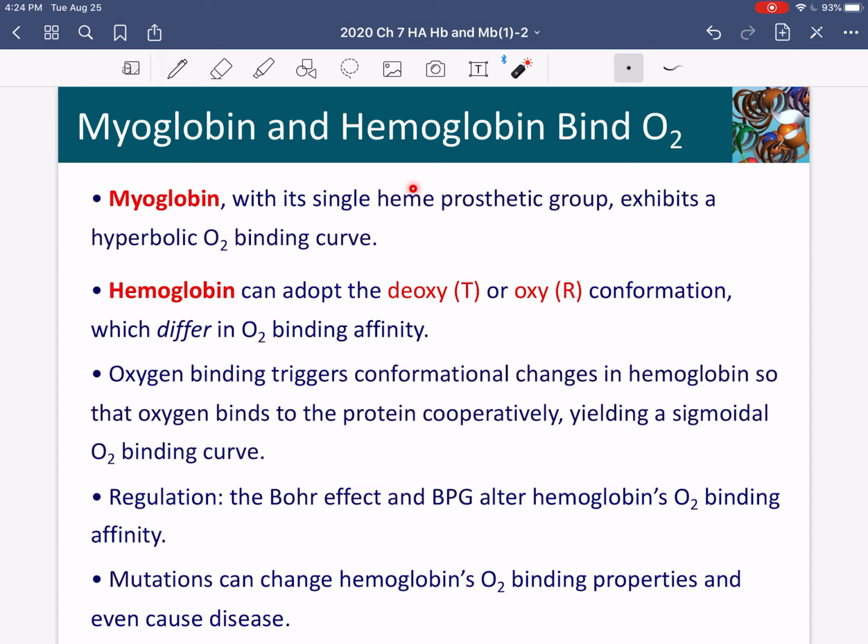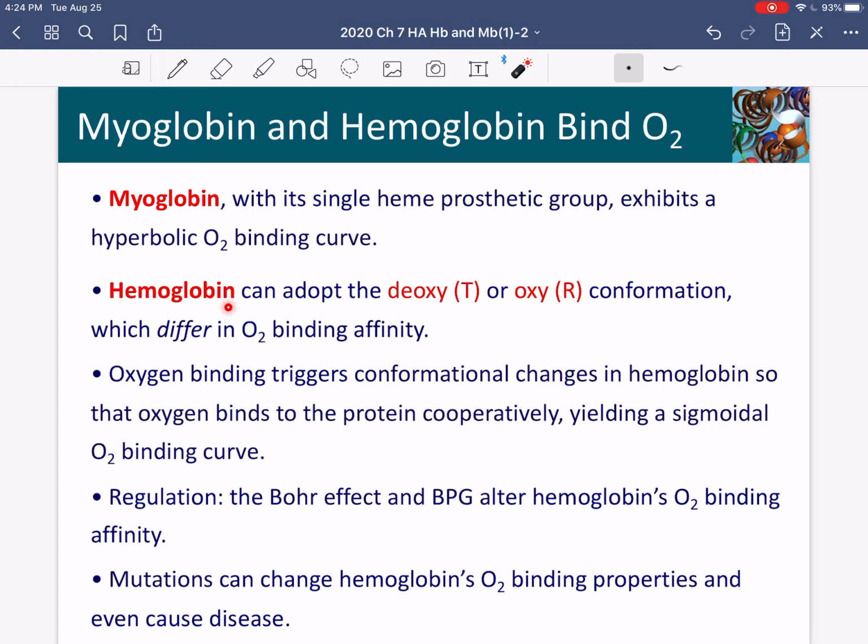The heme binds to the oxygen, and when the oxygen concentration is increased, you see more binding to more myoglobin in solution, and that gives you what we call a hyperbolic oxygen binding curve. So watch for that.